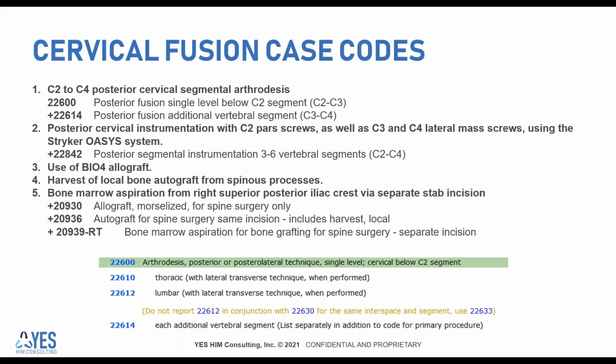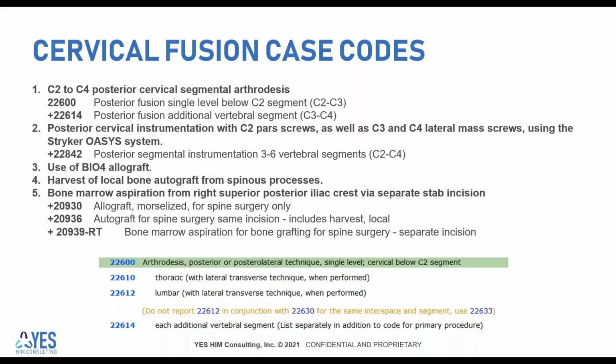And then you would add an additional level, that add-on code at the bottom of my snippet from TruCode. You would also add that add-on code 22614. Now you may be saying to yourself, Vanessa, that doesn't make any sense. There's 3 vertebrae. Why did I only code 2 codes?